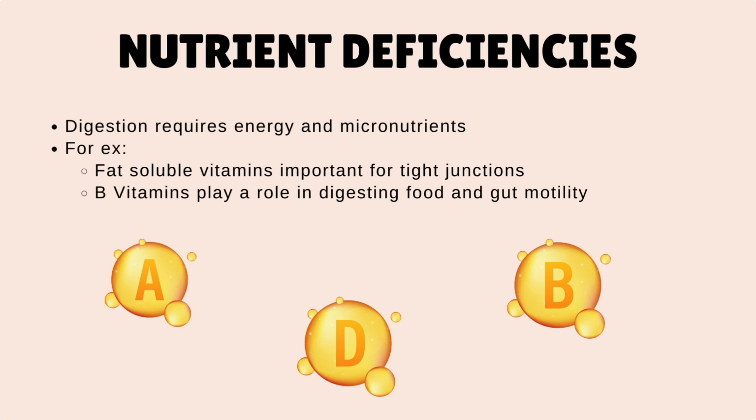Next up, nutrient deficiencies. So your body obviously needs energy and micronutrients to function. For example, fat-soluble vitamins affect several components of the mucosal barrier. Epithelial cells and several types of immune cells in the gastrointestinal tract express vitamin D and vitamin A receptors. And in vitro studies show that vitamin A and vitamin D modify the expression of tight junction molecules. Vitamin B1 plays an important role in hydrochloric acid release and gut motility. Vitamin B3 plays an important role in helping the body break down and get energy from the food we eat.